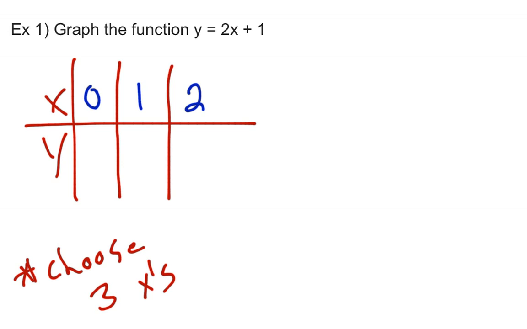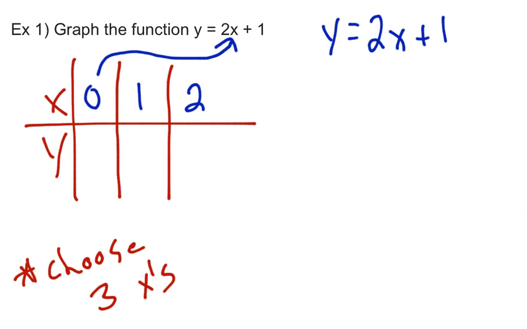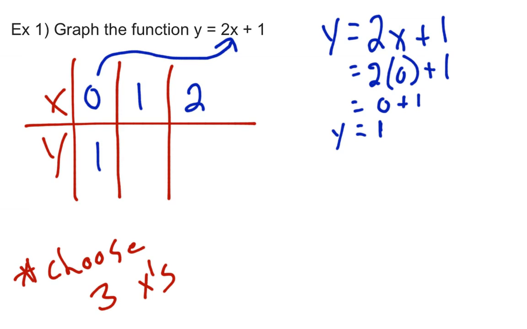But just like the other day, one at a time, we're going to take those numbers and put them in place of x and see what we get. So the problem is y equals 2x plus 1, and my first number is a 0. So I'm going to plug 0 in for x and then solve this. I get 2 times 0, which is 0, and 0 plus 1 gives me 1. So when I plug 0 in, I end up getting y equals 1 as my first answer.